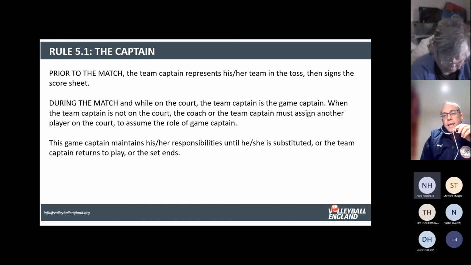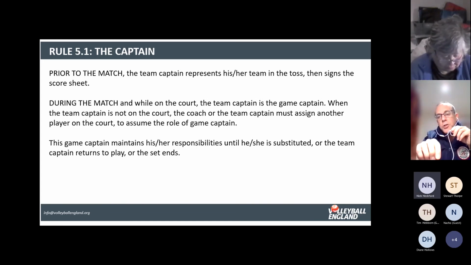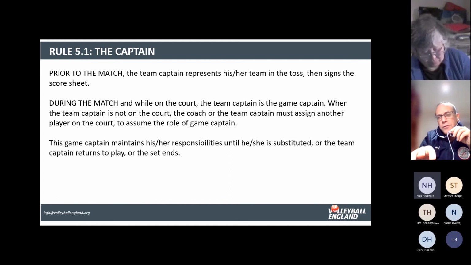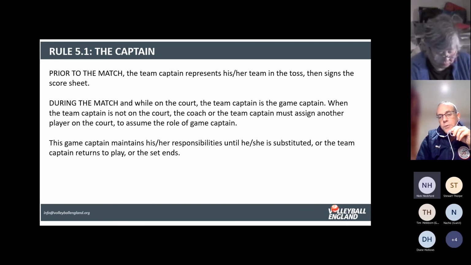But it's just one of those ones where you just need... It doesn't happen very often, thankfully. You just need to be clear who is able to call for the timeout. So if there is a coach, the team captain may not request timeouts. Okay, only the coach. Okay.